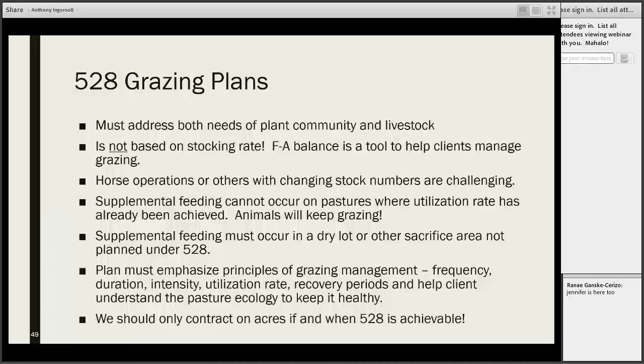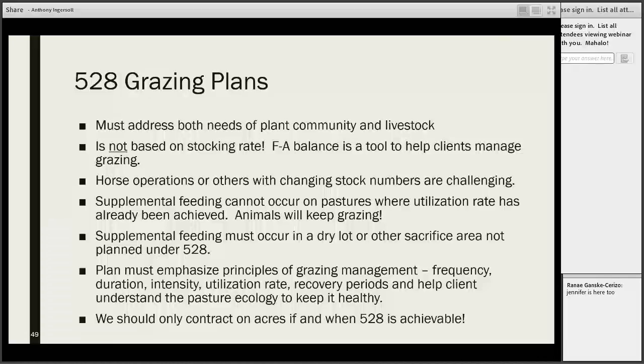When that new growth tries to come up, they're going to be very happy to take a bite of that yummy, sweet, fresh, succulent grass. They don't care. They're not trying to plan to make sure that grass is going to persist and stay productive. They're going to keep eating it. And so we have to make sure that the client understands, if that's something that they're going to incorporate as part of their operation, that supplemental feeding has to occur in a dry lot or another sacrificed area that's not planned under 528.